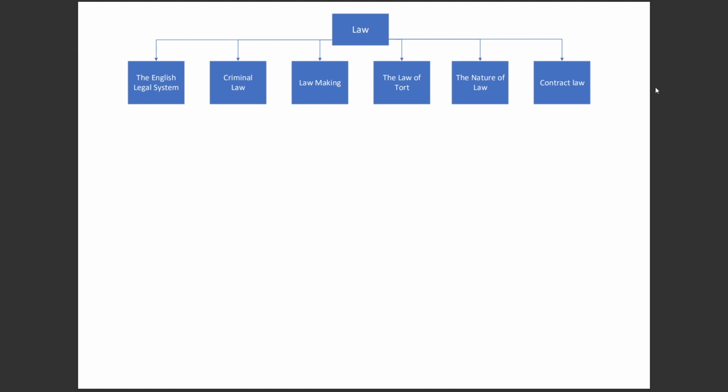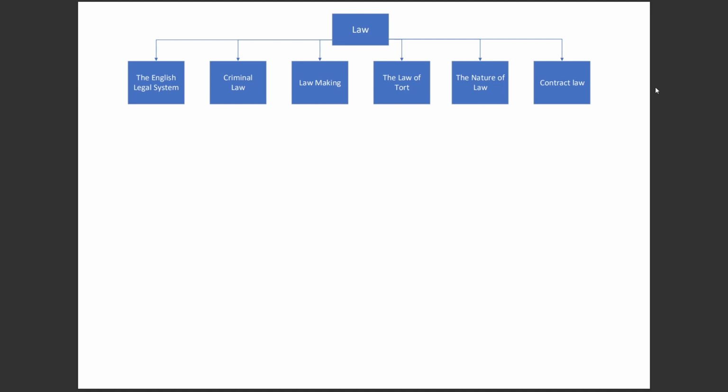So under the English legal system, you should know what falls under the English legal system. You should know what falls under lawmaking, criminal law, the law of tort, contract law, nature of law. All of this should be known. The reason for this is because it allows you to organize your knowledge. If your knowledge is organized, that means you can access it quickly in the exams. So that means you won't be wasting time. You won't be taking time out to remember the content.